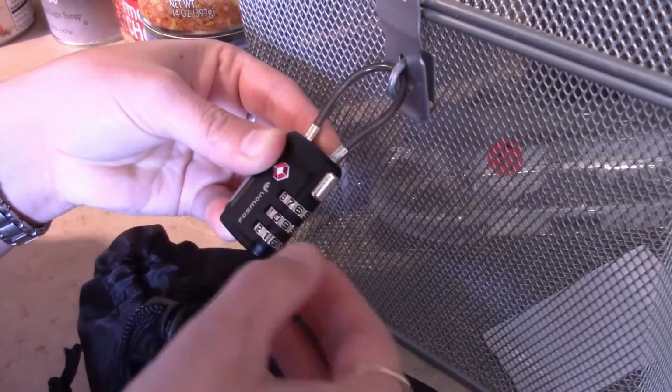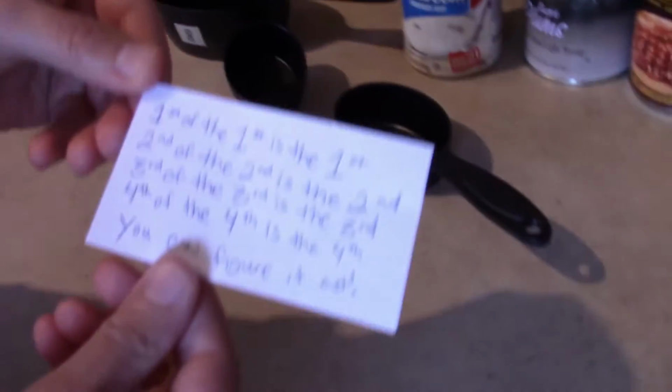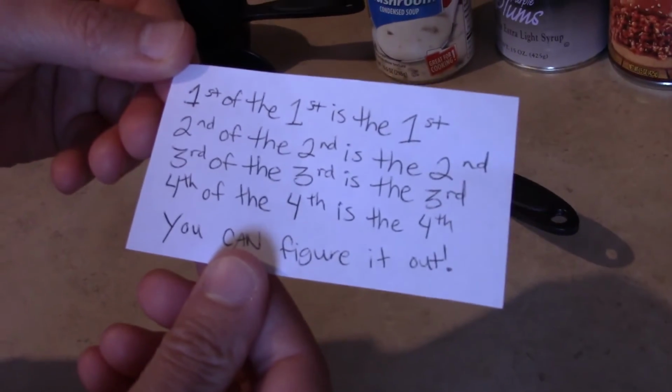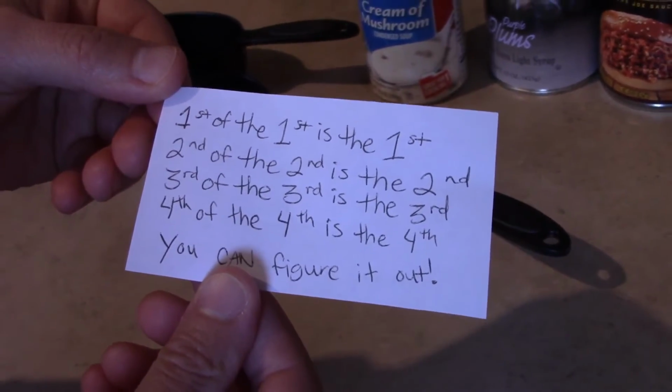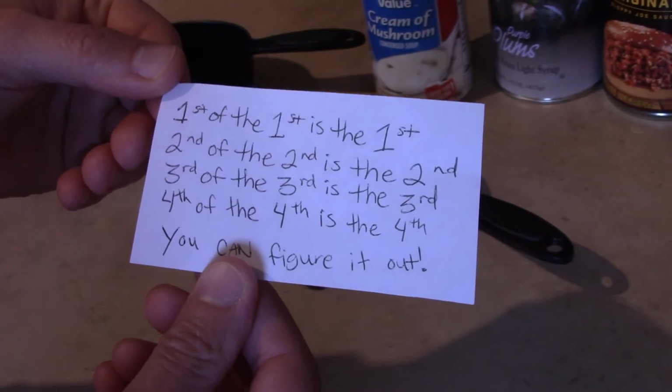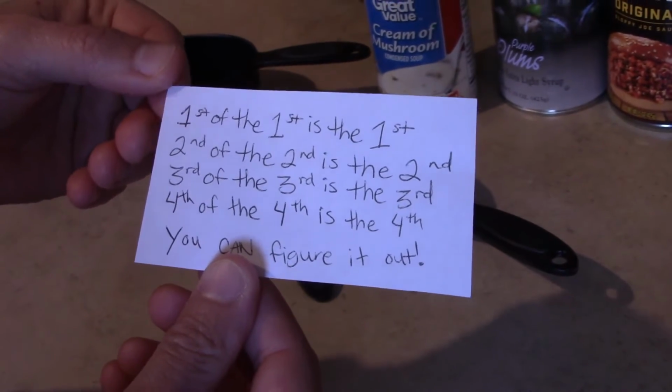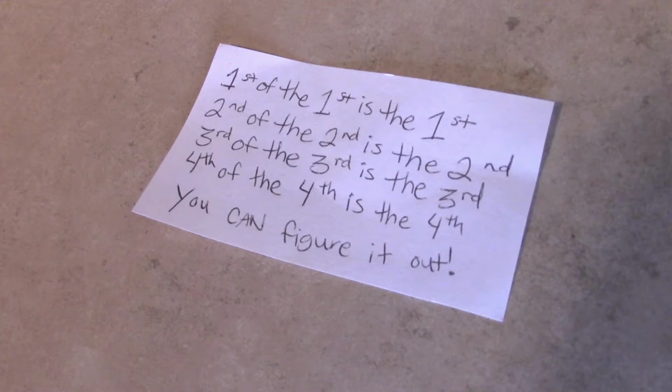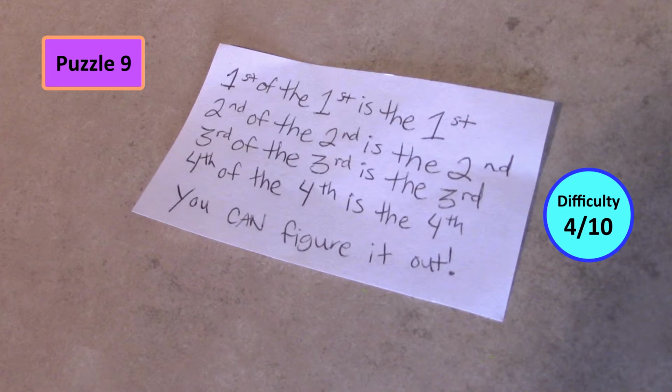And in this container, we've got a couple things here. Got a bottle of water with a sticker on it, but we're really looking for this. The first of the first is the first, second of the second is the second, third of the third is the third, fourth of the fourth is the fourth. You can figure it out. This is your next clue based upon the pictures there. Sorry, I know we kind of breezed by that bottle that was in there, but I'm just going to let you know we don't need that right now. Let's see what you can figure out.